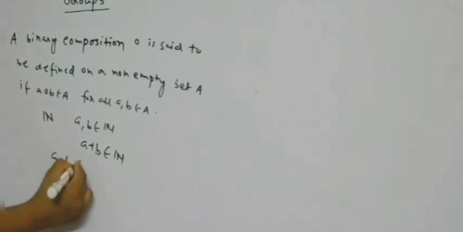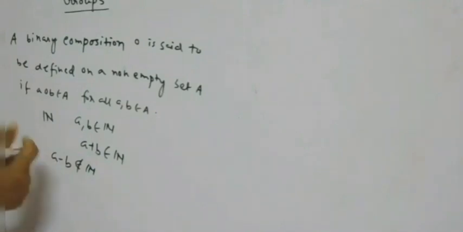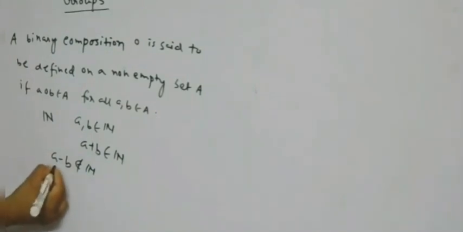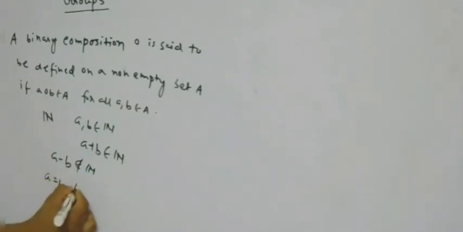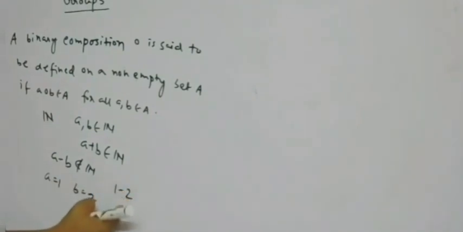But when we consider subtraction, then the set N is not closed, because a minus b does not always belong to the natural numbers. For example, if we consider a as 1 and b as 2, then a minus b, that is 1 minus 2, equals minus 1, which does not belong to the natural numbers. So the set N is closed under addition, but not closed under subtraction.